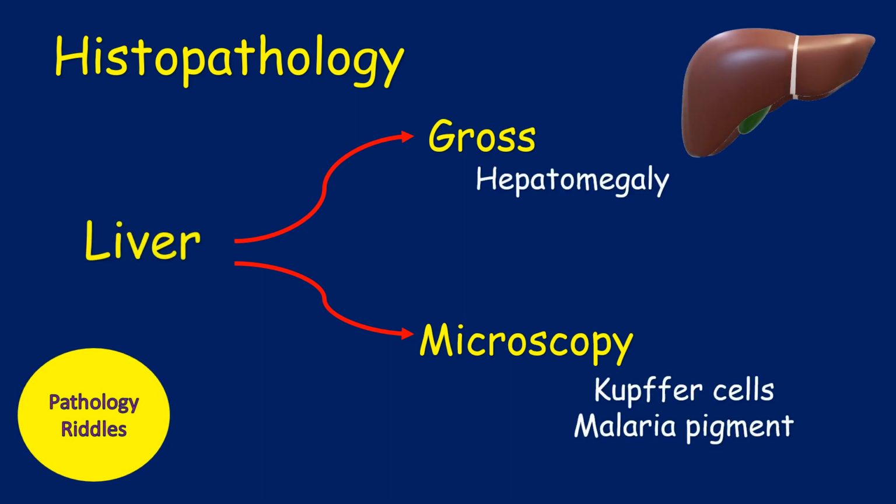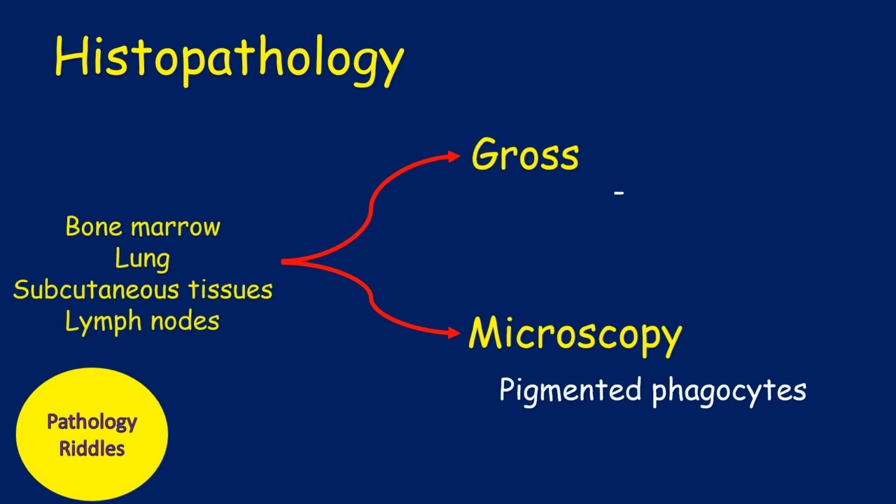Liver may also increase in size. Microscopy will show Kupffer cell hyperplasia and malarial pigment deposition. Bone marrow, lungs, subcutaneous tissue and lymph nodes may also show malarial pigment deposition.